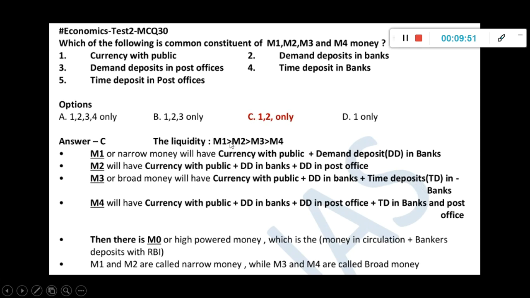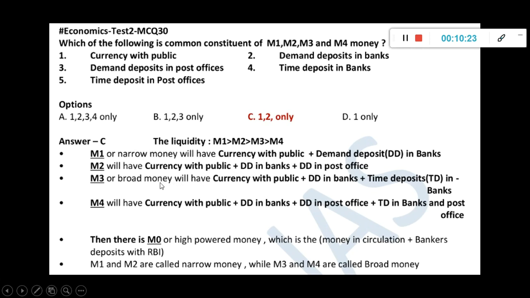That is why, for the liquidity level, M1 is greater than M2 greater than M3 greater than M4. M1 is the most liquid. You can immediately go and take it from the bank. For M2, M3, M4 the liquidity level decreases. It's more difficult to take M2 or M3 money out. So currency with public plus demand deposit in bank is M1. M2 means the same thing, currency with public and the demand deposit in bank, but also the demand deposit in post office. So it's still liquid because it's all demand deposit. One is in bank and one is in post office. So the first two things are repeating everywhere.